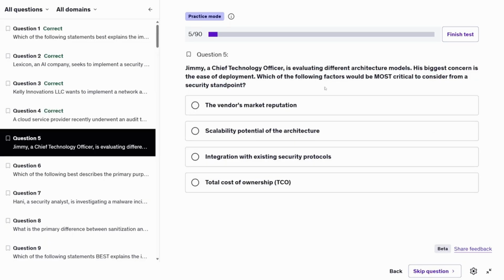Question 5. Jimmy, a chief technology officer, is evaluating different architecture models. His biggest concern is the ease of deployment. Which of the following factors would be most critical to consider from a security standpoint?